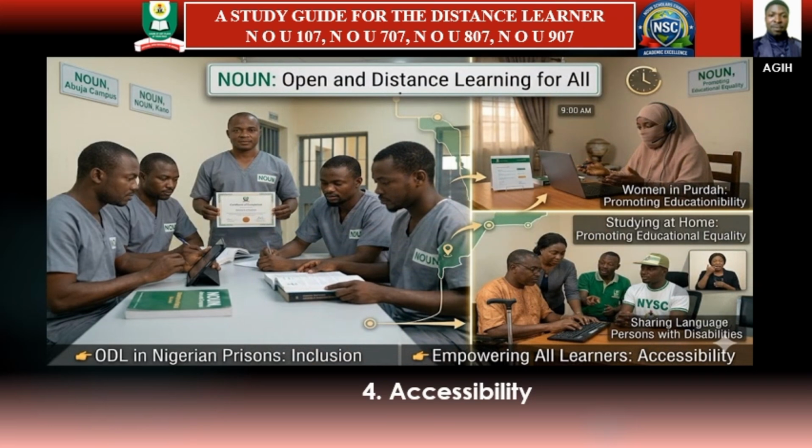Another key feature of open and distance learning is accessibility. Open and distance learning makes education available to people who were previously excluded. This includes prison inmates, women in purdah, and persons with disabilities. For instance, NOUN has study centers in Nigerian prisons, and some inmates have successfully graduated. This promotes educational equality and inclusion.